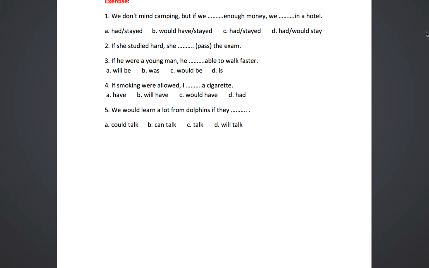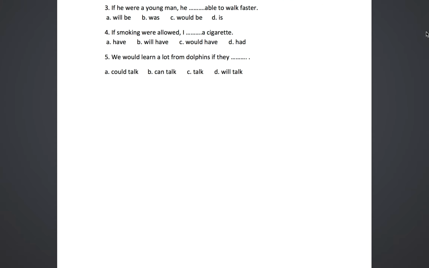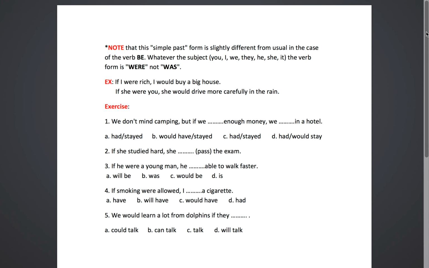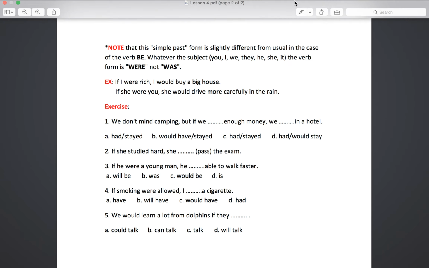If you said, if smoking is allowed, I will have a cigarette, that would be a first conditional, which is a fact or something that's possible to happen, or an opinion about something. The last one: we would learn a lot from dolphins if they could talk. Dolphins cannot ever talk, so it's impossible to happen. It's only imagination. You imagine that you would learn a lot from dolphins if they could talk. Well, I think it's really easy to understand, so you can practice more, and I hope you have a good time. Bye bye.